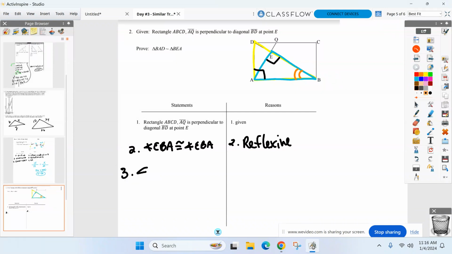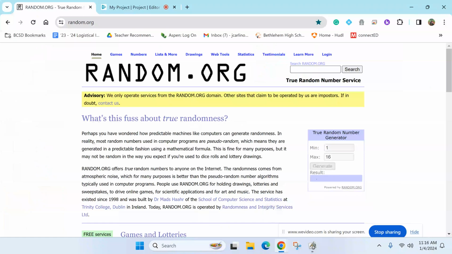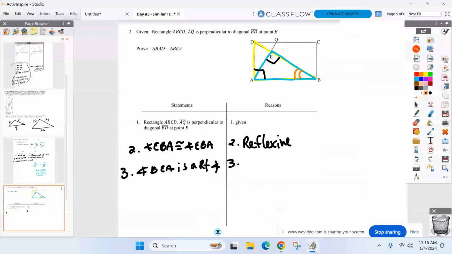So first, let's go to the first one Gianna gave me, which is BEA. Angle BEA is a right angle. And let me turn this over to somebody else. Why is BEA a right angle? Different than the other one. Zeev? Yep. Perpendicular lines form right angles, or some of you might write definition of perpendicular.